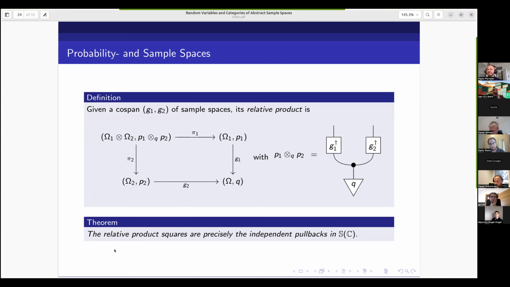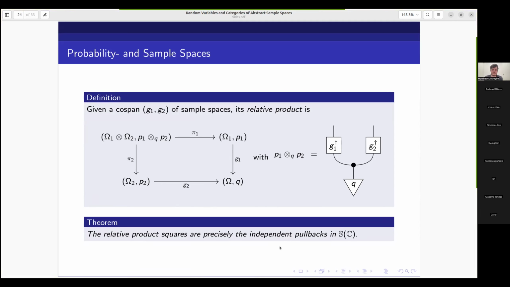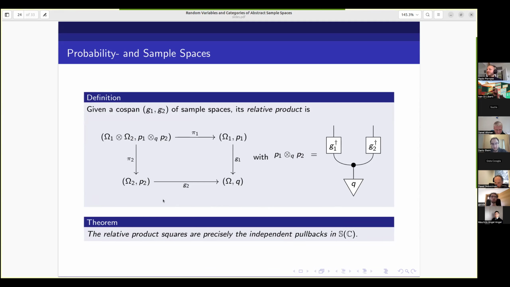Then we can wonder if for this notion of independent squares, we have independent pullbacks, and we do, and they can be described as follows. This is called a relative product in probability theory. If we have (Ω1, p1) and (Ω2, p2), we can form a product of these states over Q, which is also given in terms of the daggers. And I can show that squares of this form are precisely the independent pullbacks in S of C.